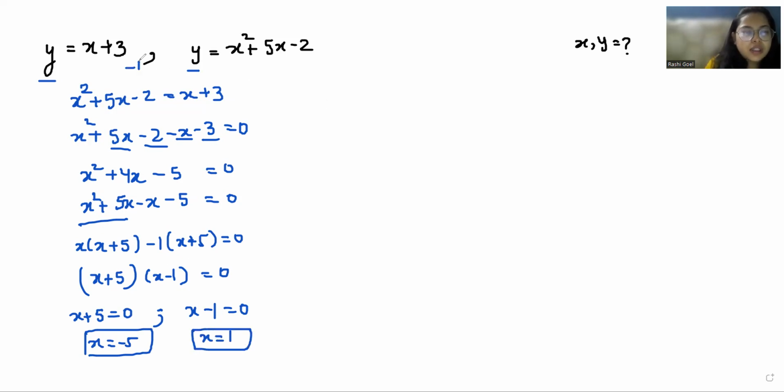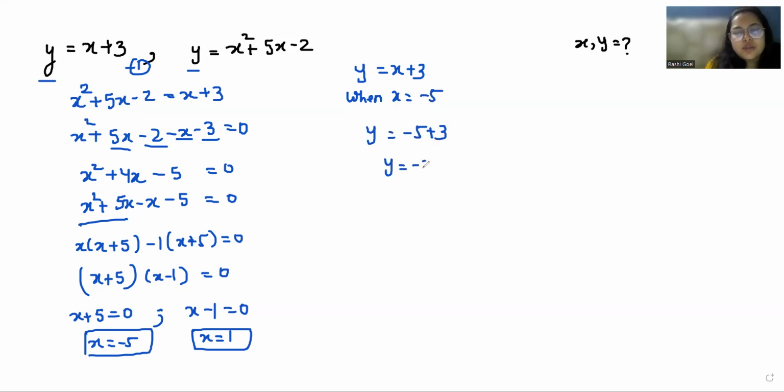Now, this is our first equation. So y = x + 3 when x = −5. So y = −5 + 3, so y = −2. And y = x + 3 when x is +1. So y = 1 + 3, which is 4.